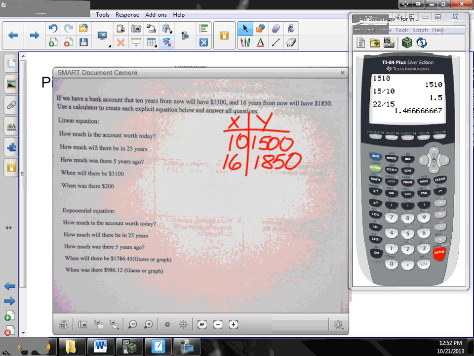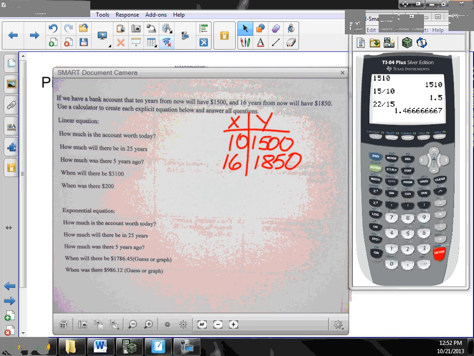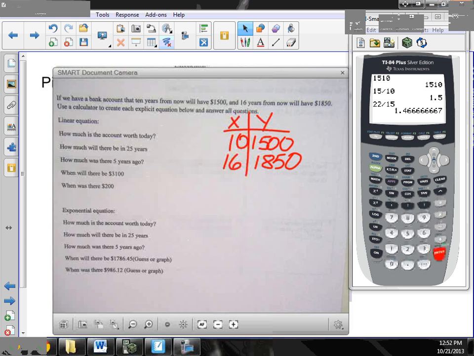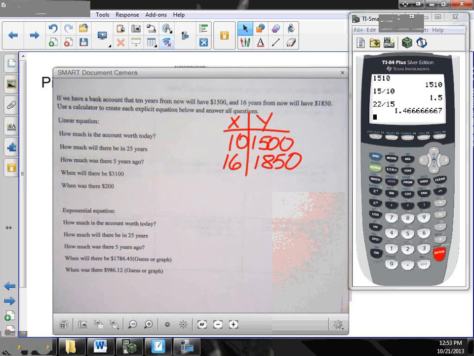Now in the past we've used this to create equations. You could find the growth per year and then you could backtrack to year 0 and figure out the y-intercept and write the equation. Never again will we do that. That takes way too long. We're going to plug it in the calculator and ask the calculator what the equation is. Okay? Pull out your calculators.